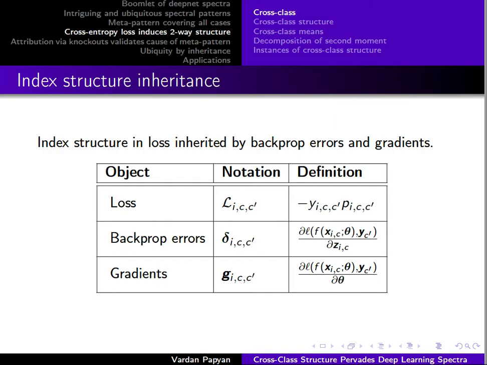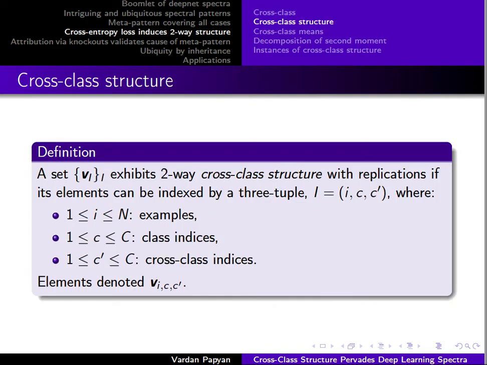And so because this is a derivative, again, you have this 3-index structure. So formally, I'm going to define the cross-class structure as follows. Imagine you have a set of vectors which are denoted by V_i. Then I say that they exhibit a two-way cross-class structure with replications if the elements can be indexed by a 3-tuple i, c, c'. i is the example or the replication, c is the class, and c' is the cross-class. And so you can essentially denote these elements by V_icc'.